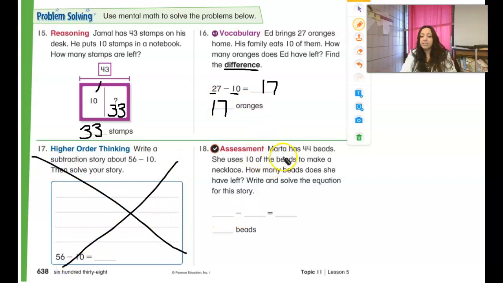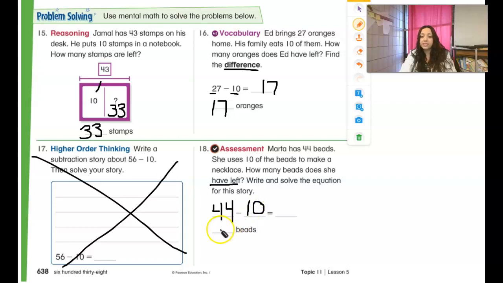All right, we're going to skip number 17, and we're going to just try our assessment today. Okay, it says, Marta has 44 beads. She uses 10 of the beads to make a necklace. How many beads does she have left? Write and solve the equation for this story. So the equation is the problem. So here's those important words we want to look at. How many does she have left? That means that we have taken a part of it away, okay? Because it says she had 44 to start off with, and she used, so they went away, 10 of them. So we need 44, take away 10.